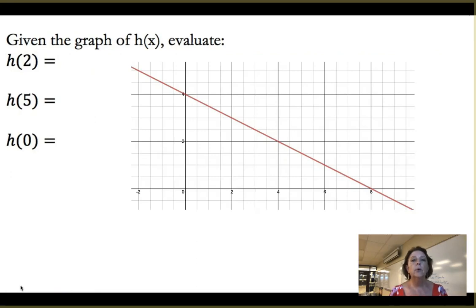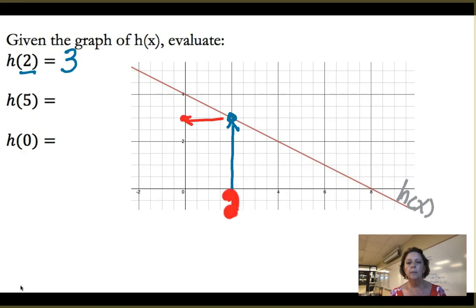This has given me a graph of h of x. So this red line is h of x. And it wants me to tell what the value of y, h of x, is when x is 2. That's what that 2 means. So I'm going to find 2 on my graph. And then I'm going to go over and say, my y value at that point would be 3.